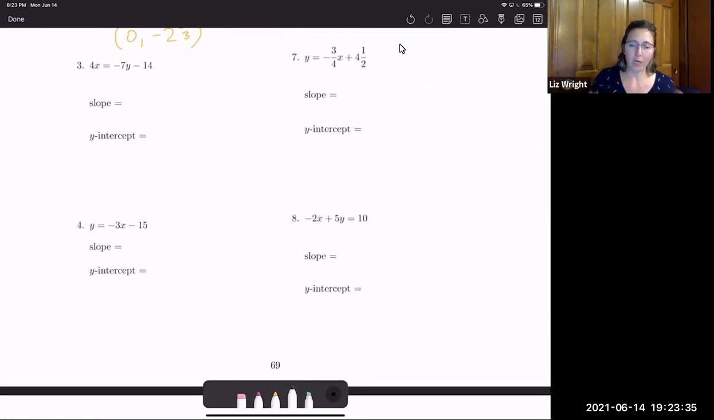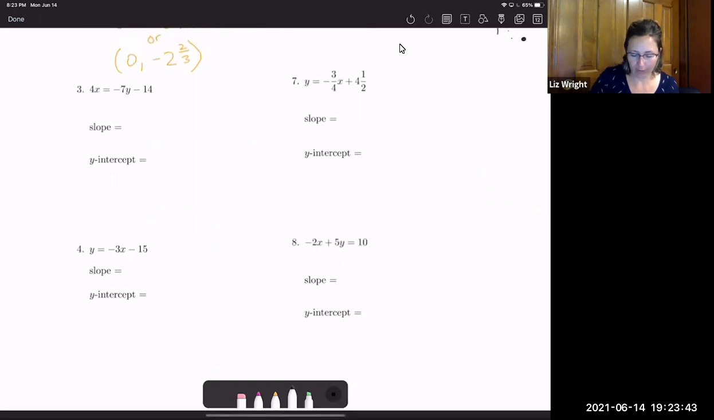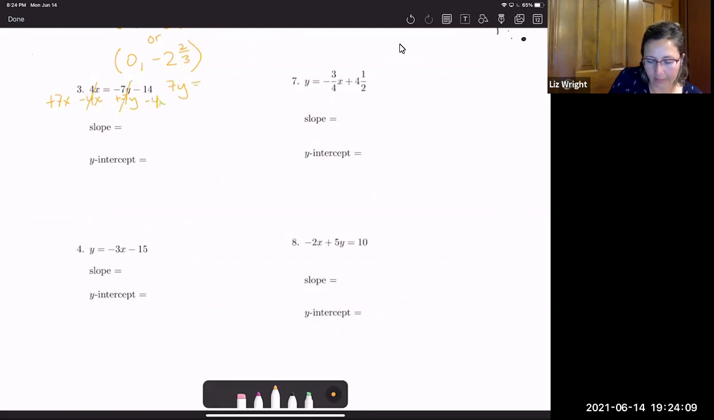All right, so you guys should pause the video at this point and see if you can finish the last ones by yourself. So pause the video, see if you can get them right, and then come back and check your work. So here again, we're going to solve for y. I'm going to add the 7y over, and then I'm going to bring the 4x to the right-hand side. So then I've got 7y equals -4x minus 14.